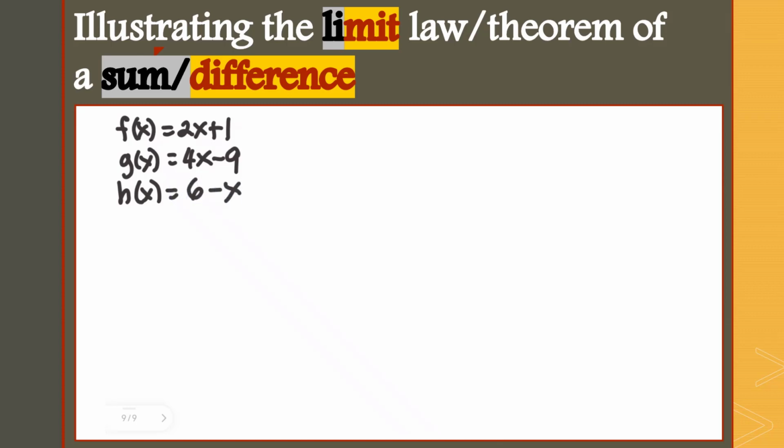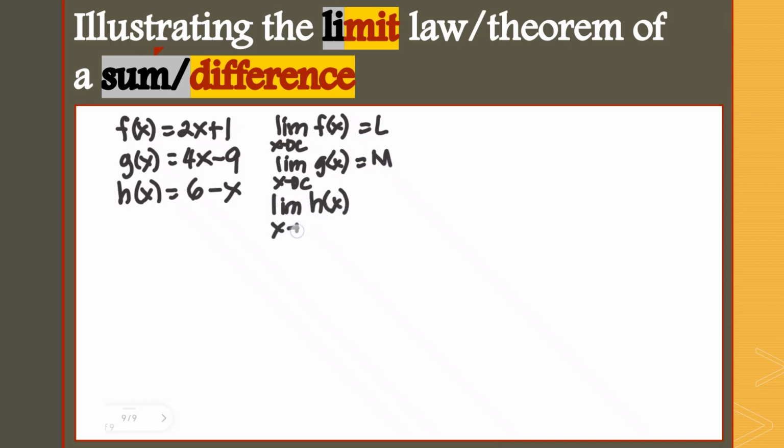Now, this theorem talks about the solution of the limits if these functions are added or subtracted, but they already have the results. Say, for example, the limit of f of x as x approaches a certain constant C is L. We already have the L, assuming we already have the value for L. For g of x as x approaches the same constant C, what if it's M? And for the limit of h of x as x approaches the same constant, what if we have N? This theorem tells us a very simple idea.